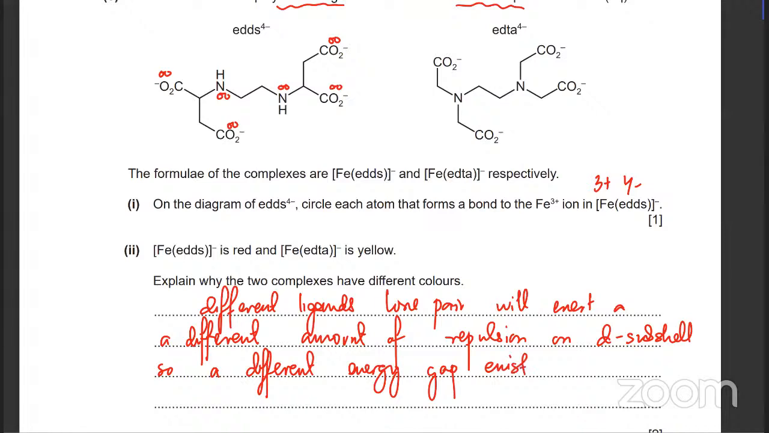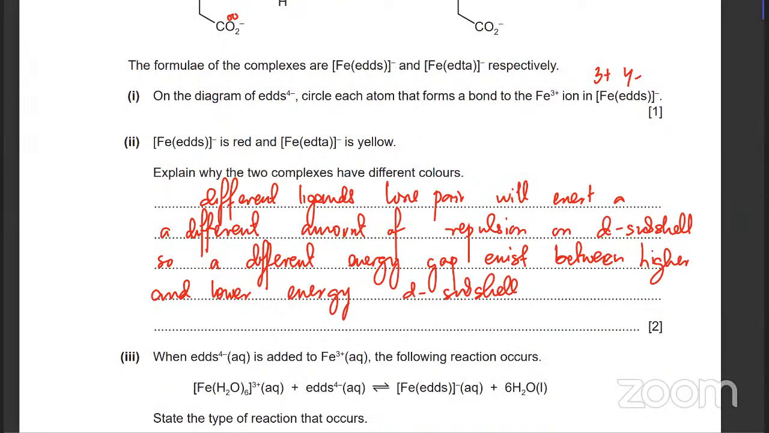So a different energy gap exists between your higher energy and lower energy D subshell. And if there's a different energy gap, since delta E is proportional to frequency, a different frequency is going to be absorbed from the visible spectrum.